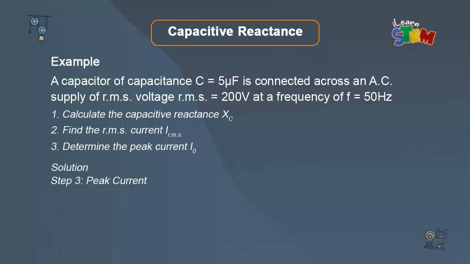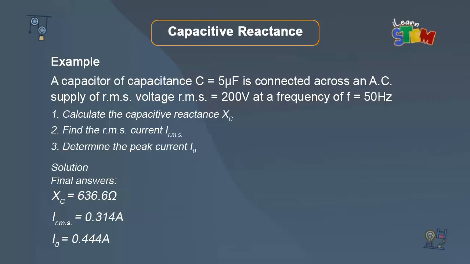Step 3. Finding the peak current. The formula is peak current equals root 2 multiplied by RMS current. Root 2 is approximately 1.414. So, 1.414 multiplied by 0.314 gives approximately 0.444 amperes. Therefore, the final answers are: the capacitive reactance is 636.6 ohms. The RMS current is 0.314 amperes. And the peak current is 0.444 amperes.